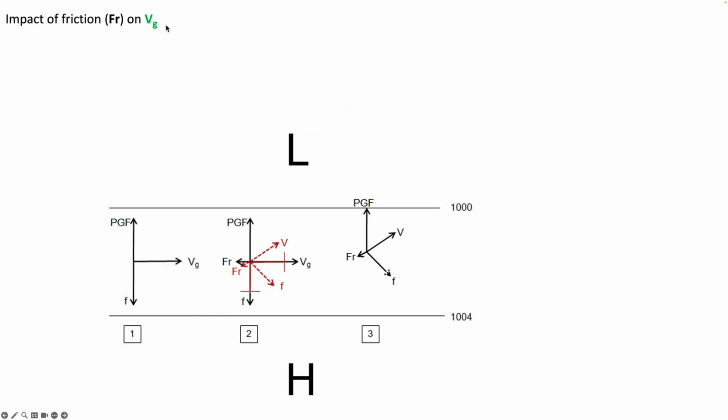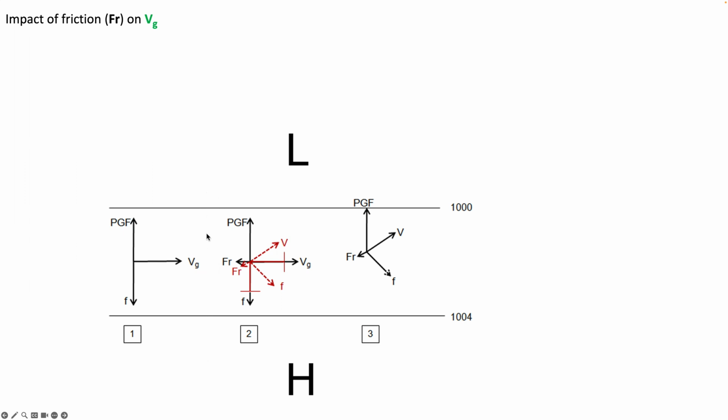Now, let's talk about the impact of friction on the geostrophic wind at the surface. So imagine we start with geostrophic winds at the surface. So here's high pressure to the south, low pressure to the north, just like we've seen so far. And what I'm going to begin with are my vectors, basically the geostrophic wind representing a balance between the pressure gradient force and the Coriolis force at the surface. Ignore everything to the right of this right now.